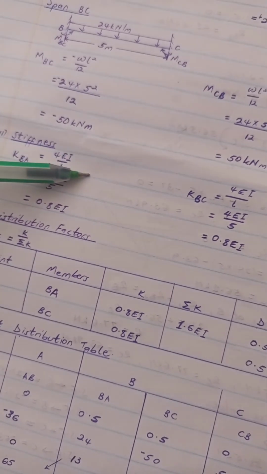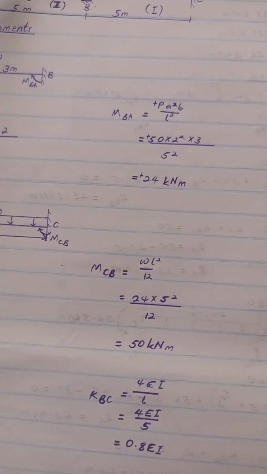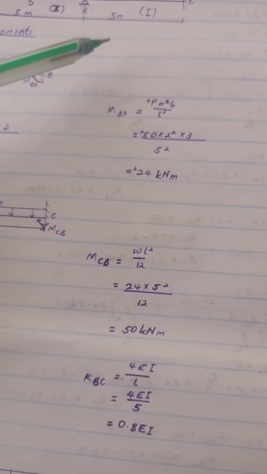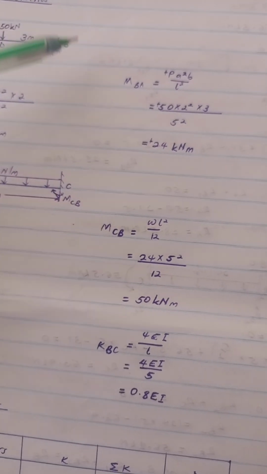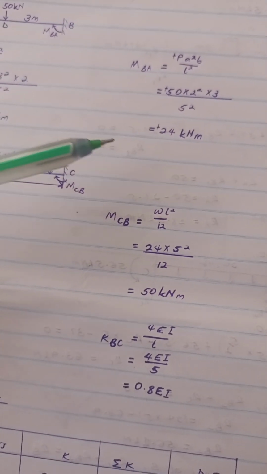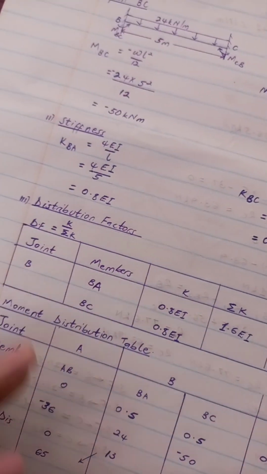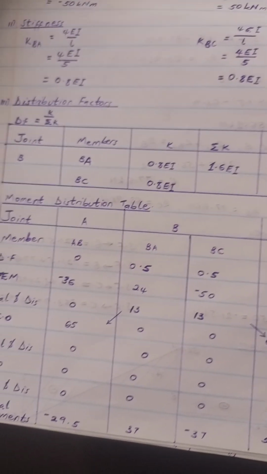Since the far end at B, they are both fixed. If it was a hinge or a roller, it wouldn't be a 4. It would be 3EI over L. L is the distance. Take note of that. After finding the stiffness, we're going to find the distribution factor.